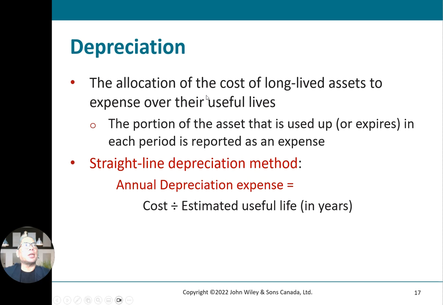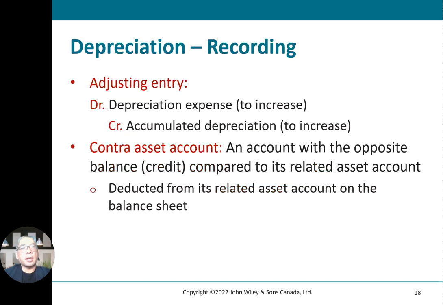Okay. So what is depreciation? Depreciation is the allocation of the cost of long-lived assets to expense over their useful life. The portion of the asset that is used up or expired in each period is reported as an expense. There's a straight line depreciation method. How are you going to calculate it? Annual depreciation expense equals cost divided by estimated useful life. For example, the cost is 120,000 and useful life 10 years, so it's going to be 12,000 a year. Okay, that's the straight line depreciation.